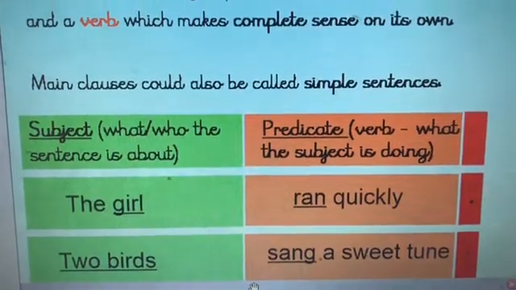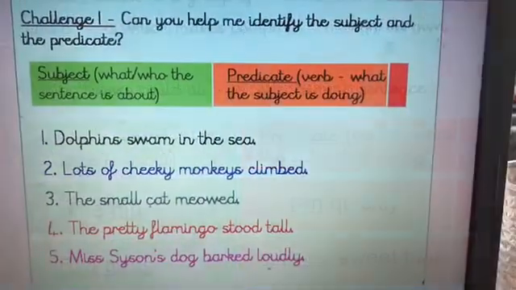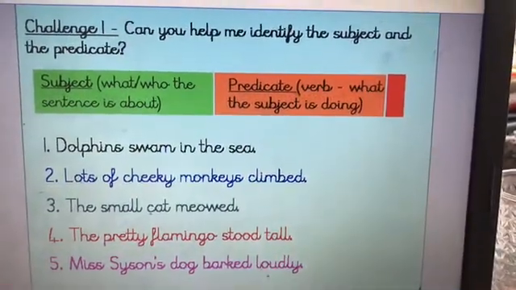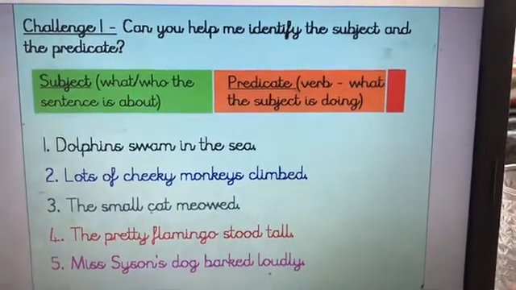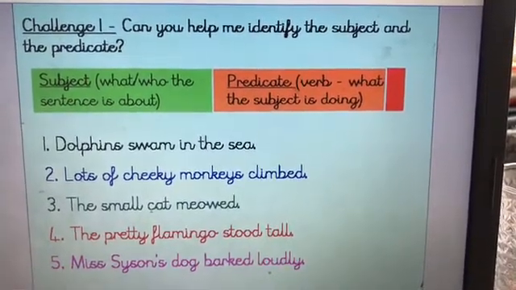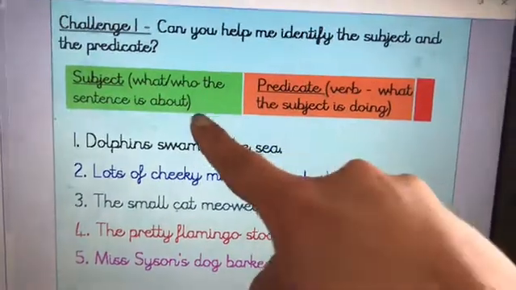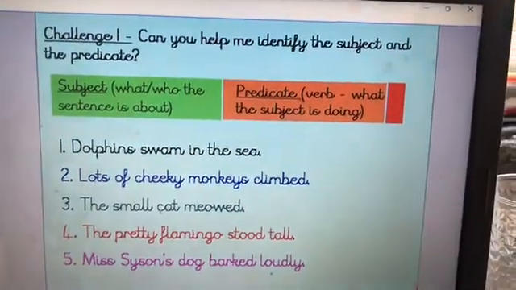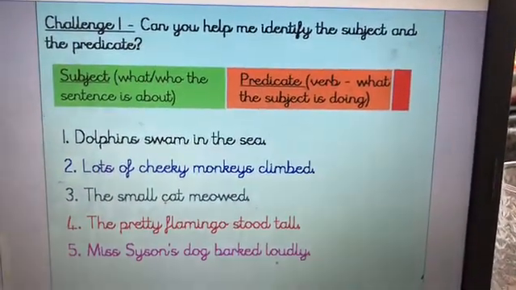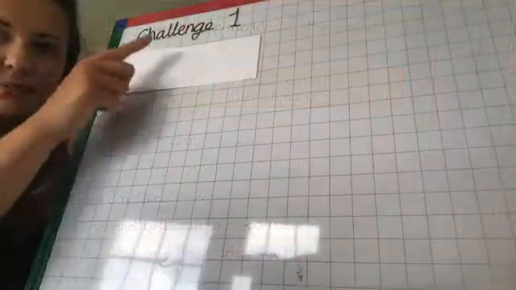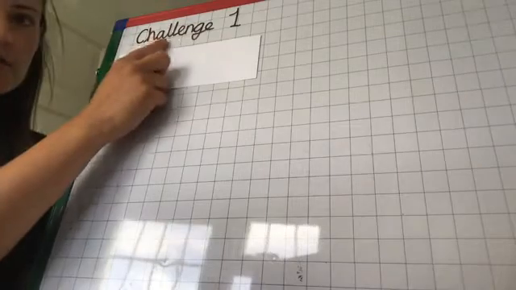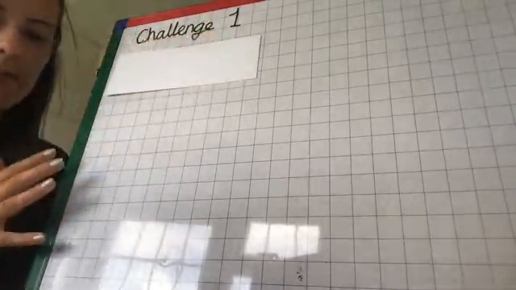So, we're going to have a little challenge now together. Here we have challenge 1. You have 3 challenges this lesson. I want you to help me identify the subject and the predicate in these main clauses or simple sentences. I've kept this here to help remind me. I'm going to do the first one with you, and then I'm going to show you this screen again. This is what your textbook should look like, and I've written challenge 1, and I've got my piece of paper ready to go.